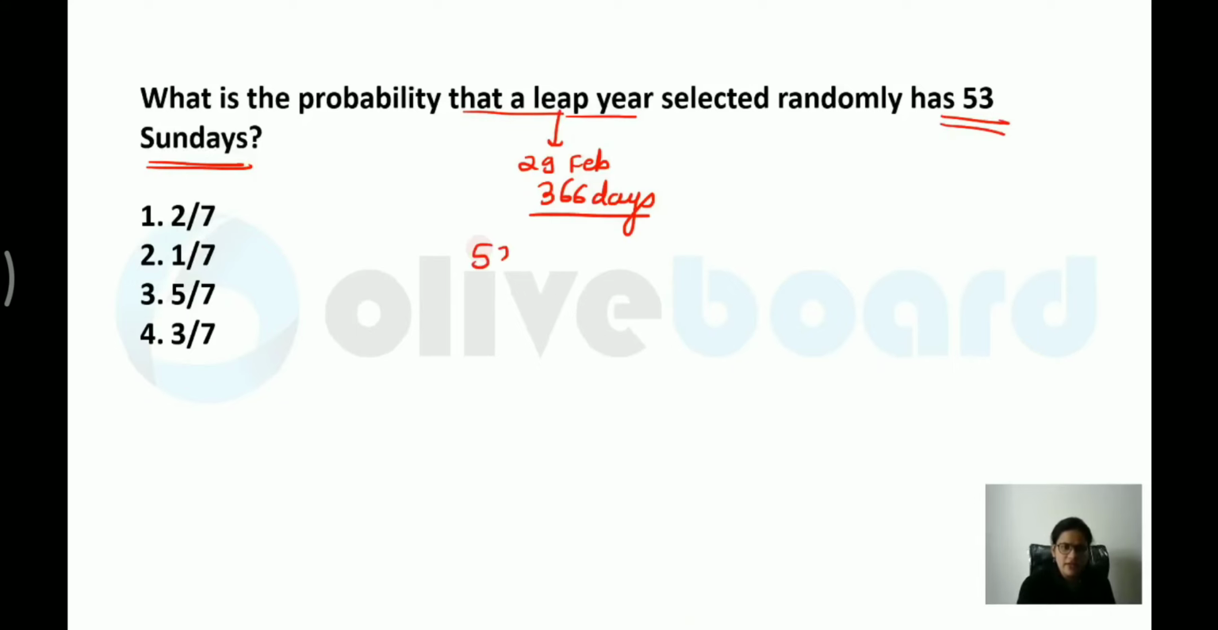Let me first calculate: if 52 weeks are there, how many days would there be? 52 into 7.